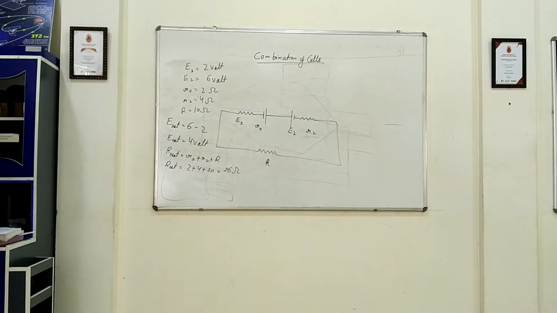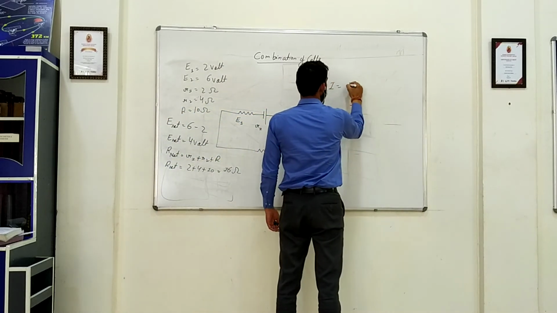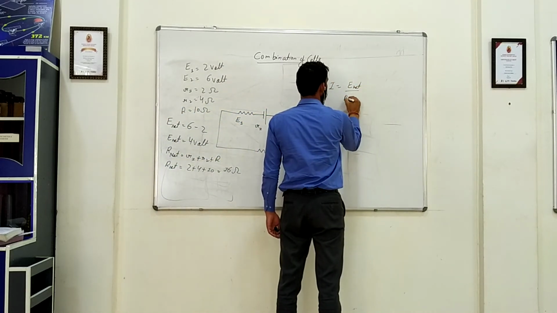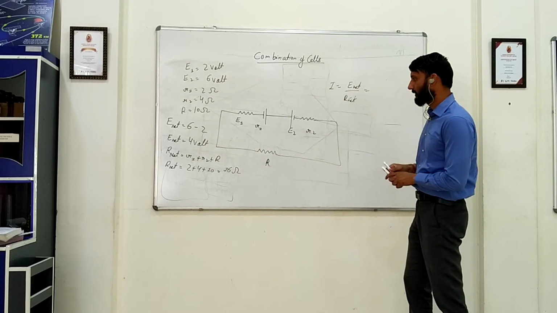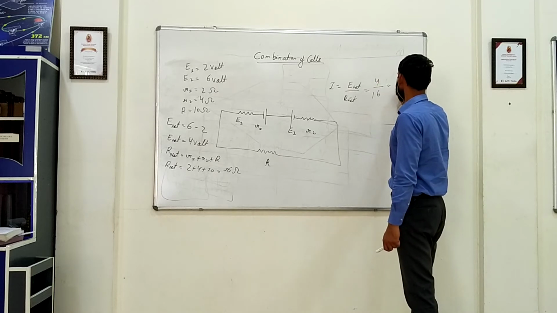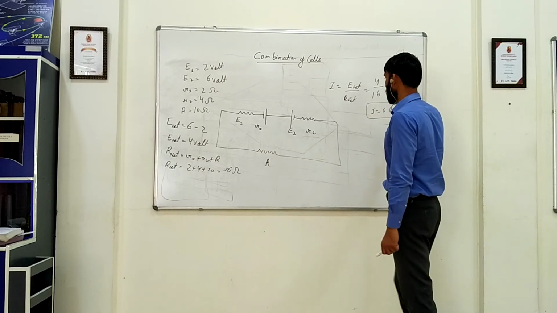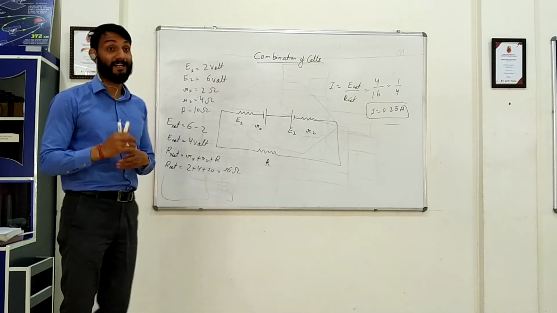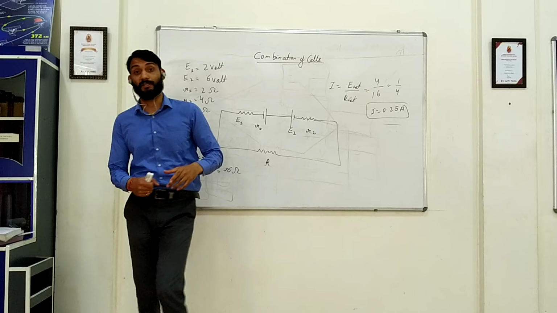Now you have to calculate the current. So how do you calculate the current? Current I is equal to E net upon R net. E net is how much? 4. R net is how much? 16. 1 by 4. So I is equal to 0.25 ampere. So this is one type of numerical which you should understand. The only difference here was that positive and positive are connected, so you have to subtract them, right?